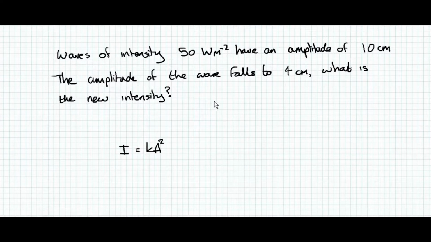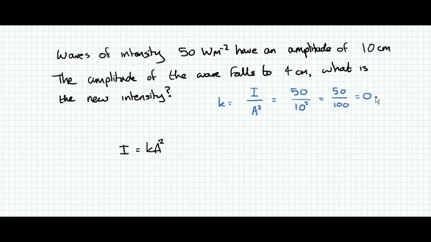Let's look at the other equation in action. Waves of intensity 50 watts per square meter have an amplitude of 10 centimeters. And the amplitude of the wave falls to 4 centimeters. What is the new intensity? Well, here is our equation. Intensity is equal to this constant K multiplied by A squared. And the first thing we need to do is work out what this constant K will equal. So K is going to equal our intensity divided by our amplitude squared. Now when I have an intensity of 50 watts, I have an amplitude of 10 centimeters, and that's squared.